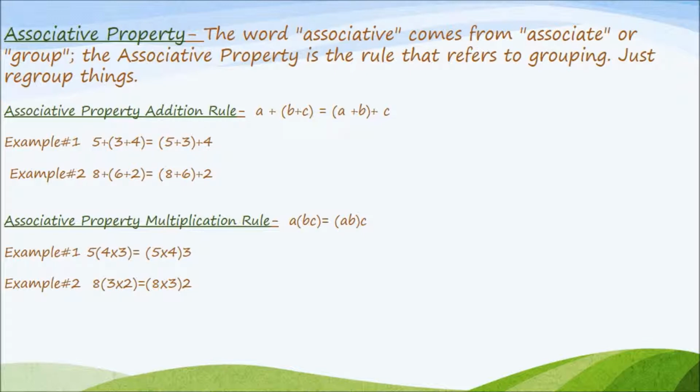Example 2. If we had 8 plus the parentheses of 6 plus 2, it will be equal to the parentheses of 8 plus 6, plus 2. Let's talk about the associative property multiplication rule. It states that a times the parentheses of b times c is equal to the parentheses of a times b, times c. Example 1. If you had 5 times the parentheses of 4 times 3, it is equal to the parentheses of 5 times 4, times 3. Example 2. If you had 8 times the parentheses of 3 times 2, it will be equal to the parentheses of 8 times 3, times 2.